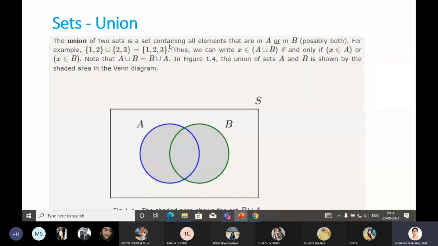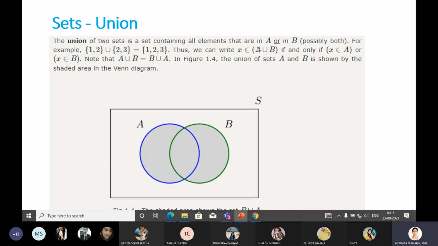Okay, so there is the concept of the union. What is called set union? The union of two sets. If you notice here, we are talking about the union operation. The union of two sets is the set containing all the elements that are present in set A, or in set B, or possibly in both.